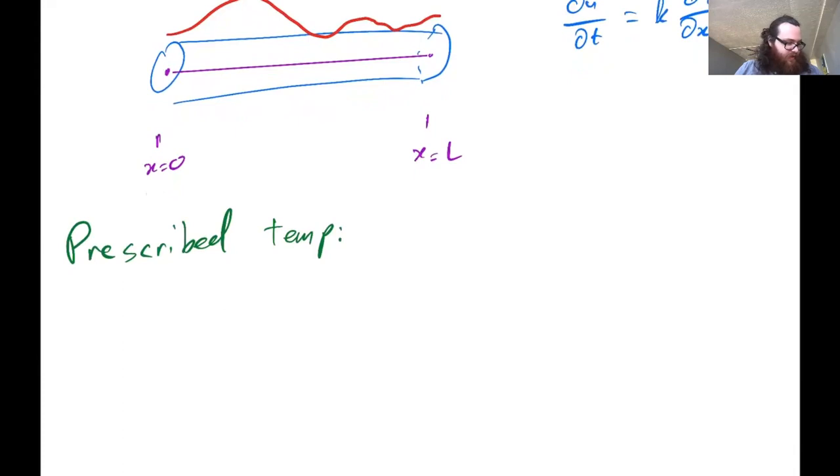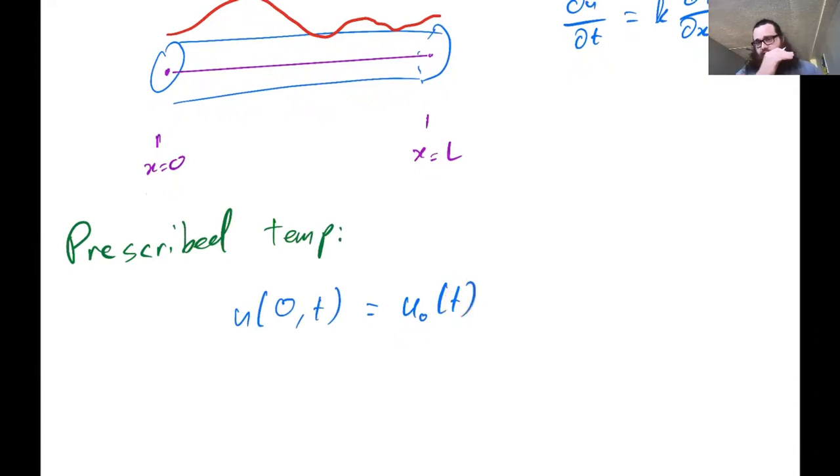So what do these look like mathematically? So here we're saying u at one endpoint for all time is going to be some prescribed temperature. Okay, so this is going to be some other function, your prescribed temperature at one endpoint. And this boundary condition can also depend on time.